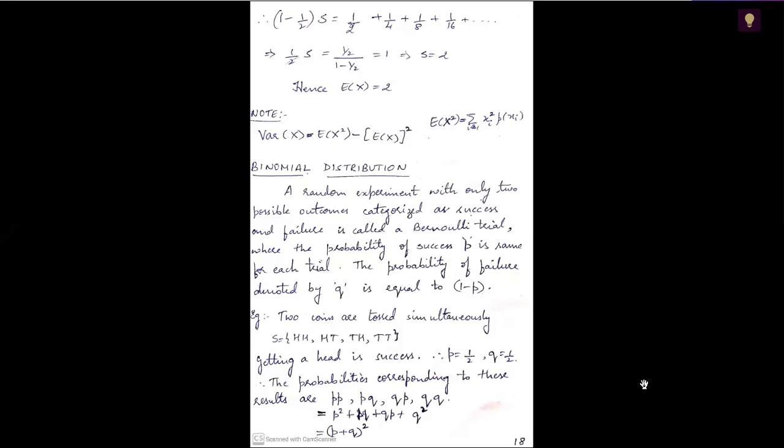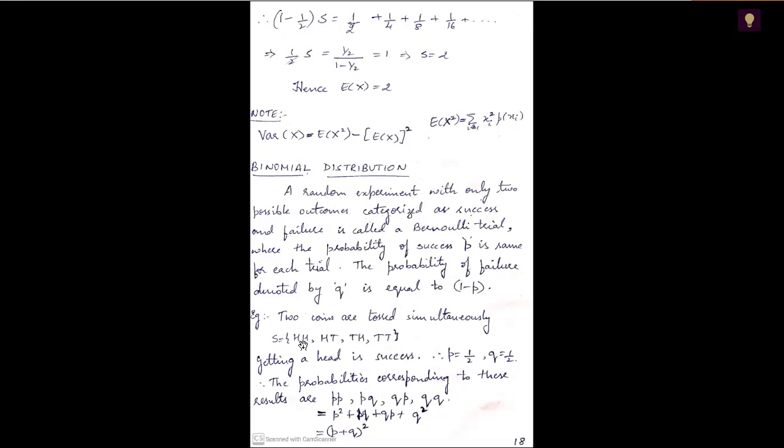Say for example, if you toss a coin twice, then the sample space will be HH, HT, TH and TT. In this case, getting a head is a success. So I denote P is equal to half and Q is also equal to half. And in each trial, the probability should be almost the same. So that is called a Bernoulli trial.